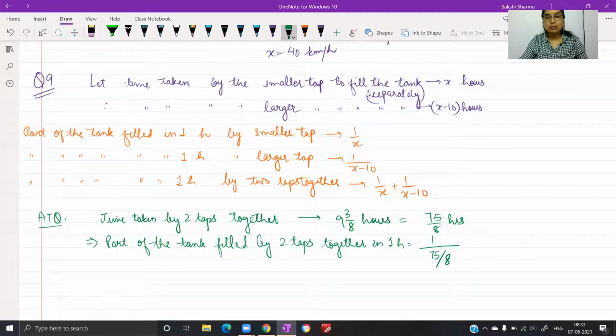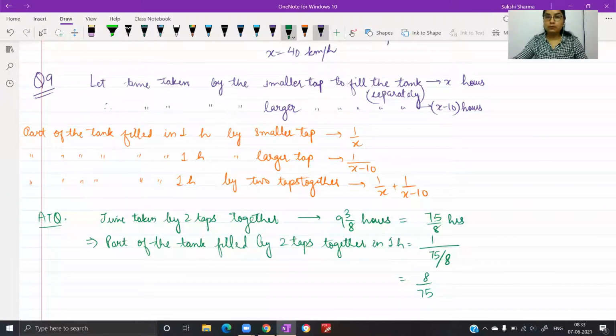It's exactly the same thing that I've done individually for the 2 taps. I am doing it for 2 taps together. The total time is 75/8 hours. So if we have to find out how much tank will be filled in 1 hour, it will be 1 over the time taken. So this is 8 by 75.